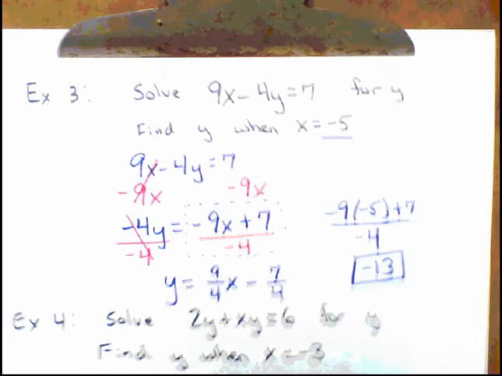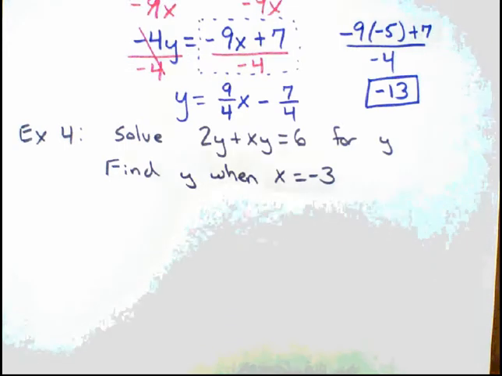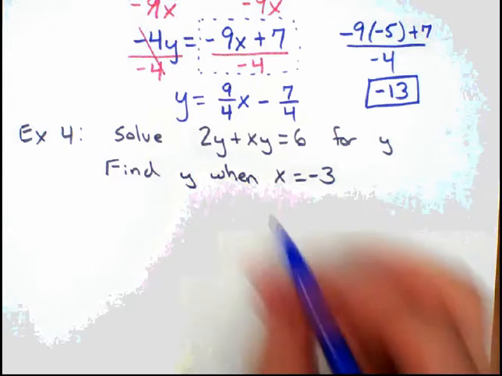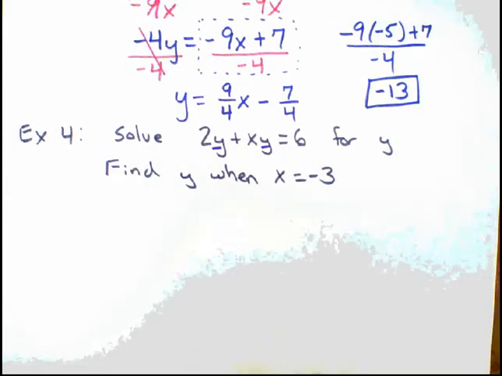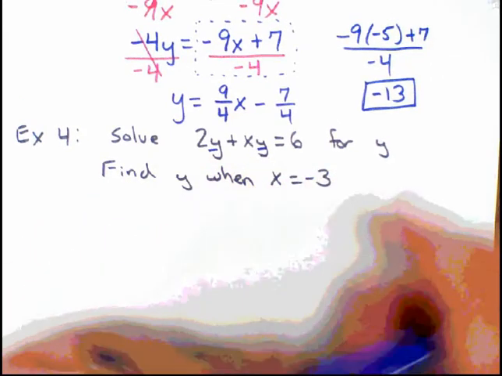Alright, last one, probably the hardest one, and one that people struggle with the most, is this one here. It says solve 2y plus xy equals 6 for y. And the reason why this one's tougher is because if you notice, both of these terms have y's, but they're not like terms. So you can't just add these together. You can't move things from one side to the other.